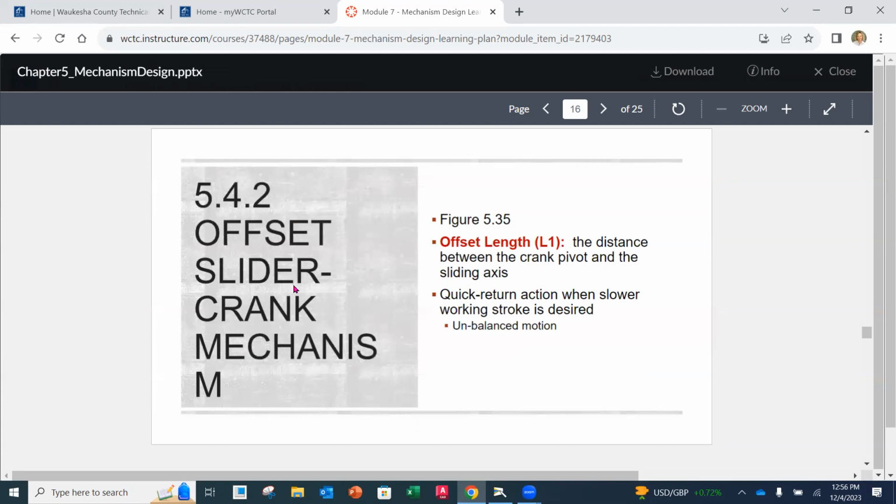Let's look at an offset slider crank mechanism. Now, an offset slider crank mechanism has a new length, L1. The L1 length is referred to as the offset length, and that's the offset between where the driver's center is and where the center of that slider is.